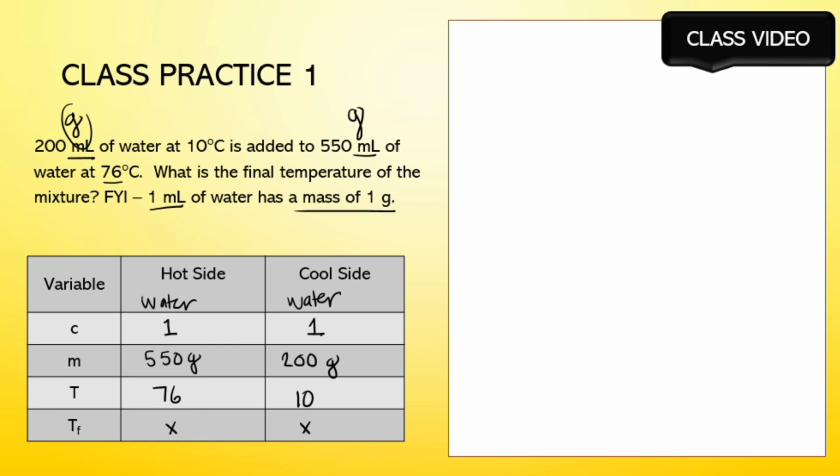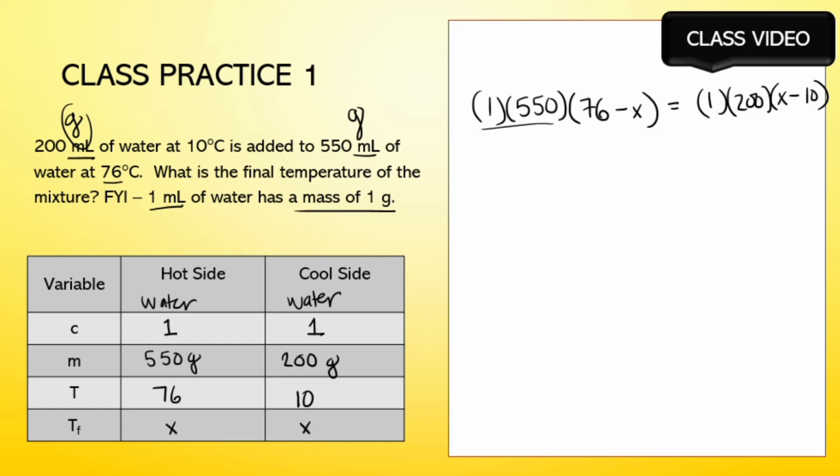So I'm going to drop the formula because this is a third time through. C also could be dropped, times the mass of the water, times the hot temperature, initial temperature, minus the equilibrium, the final temperature, equals, on the cold side, C times the cold water, 200, times the equilibrium temperature, subtracting the original cold temperature. All right, so this number is just the same, so I'm going to distribute right away.